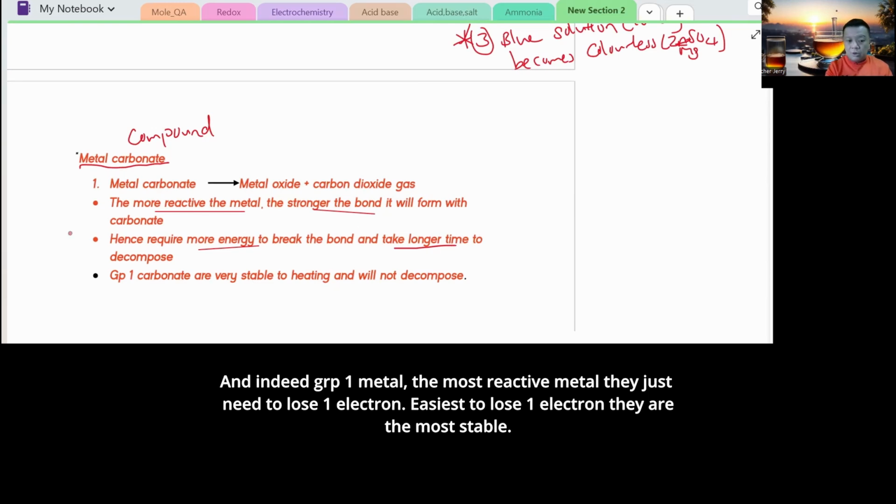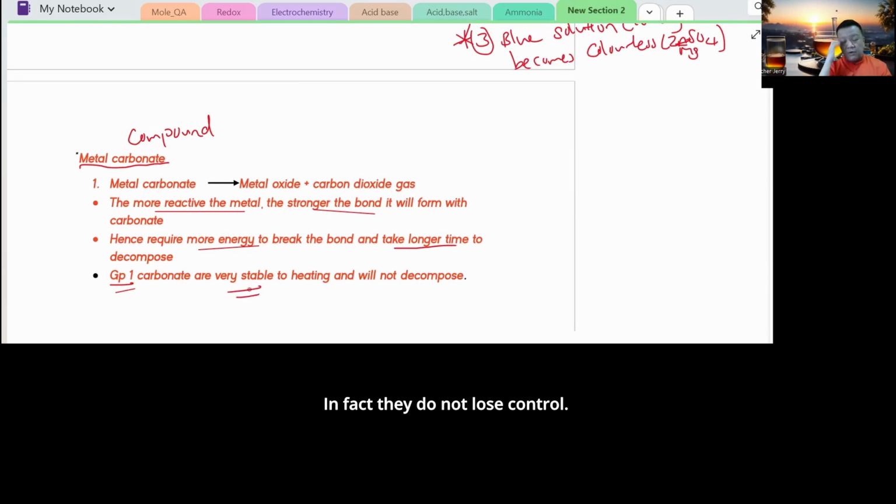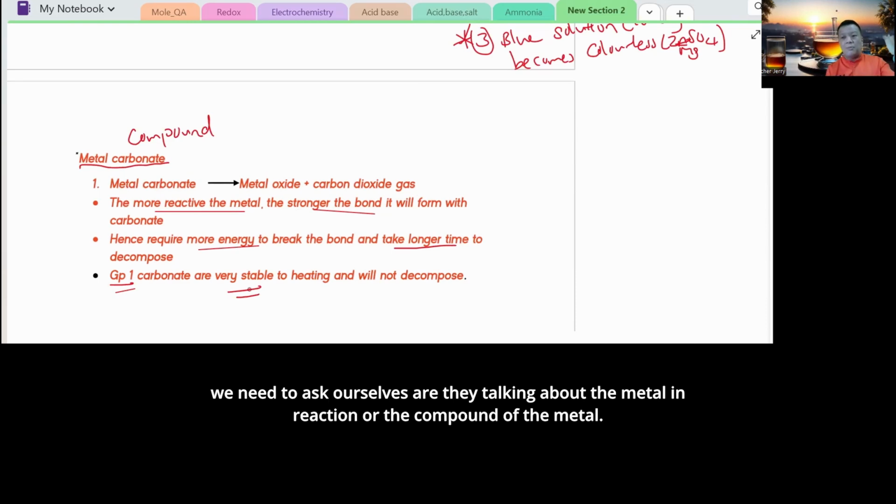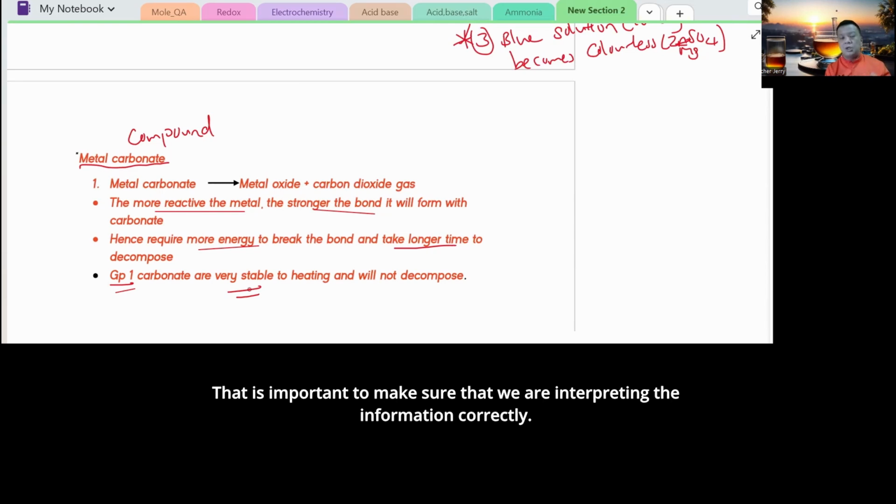All right, and indeed, group one metals, the most reactive metals, because they just need to lose one electron, easiest to lose one electron, they are the most stable. In fact, they do not decompose. So do take note, especially when comparing reactivity theories, especially when they give us experimental data, we need to ask ourselves, are they talking about the metal in reaction or the compound of the metal? That is important to make sure that we are interpreting the information correctly.